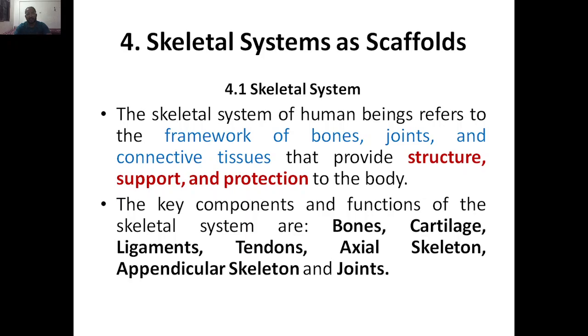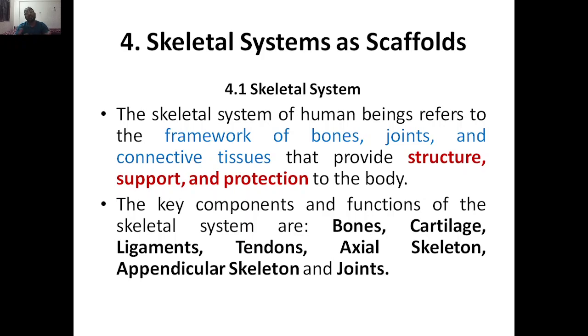So let's see what exactly the skeletal systems are and how they act as scaffolds. Okay, first, in order to understand skeletal systems as scaffolds, we will see what skeletal systems are. Most of the students are from different backgrounds, and maybe they have not taken biology in their PUC +2, but they have to study these topics. That's why I will be giving a very brief introduction and explanation.